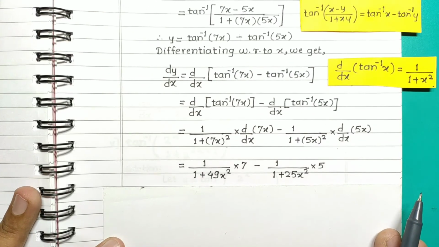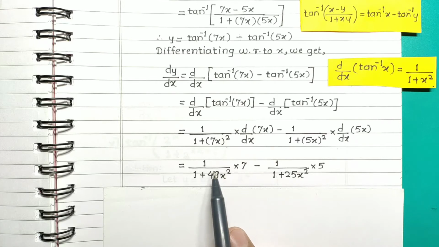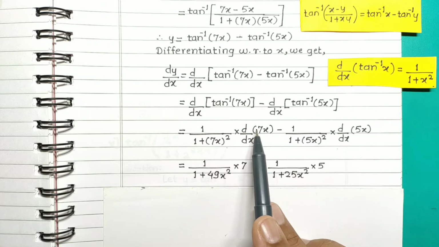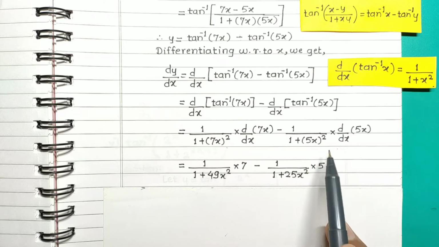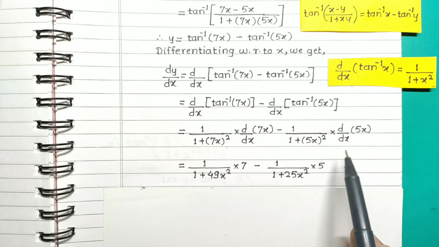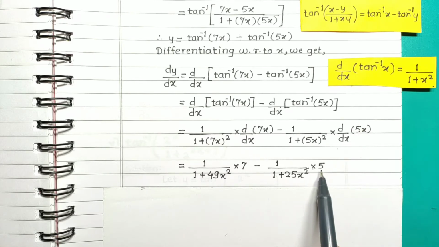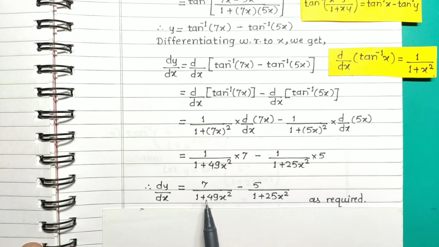Okay, then to the next step, let's evaluate these two derivatives. So we have, see, 1 upon 1 plus 7x square is 49x square. So this is 1 upon 1 plus 49x square into the derivative of 7x, which is 7, minus, see here, 5x square is 25x square. So for this we have 1 upon 1 plus 25x square into the derivative of 5x, which is 5. So finally we have dy by dx is equal to 7 upon 1 plus 49x square minus 5 upon 1 plus 25x square as the required derivative.